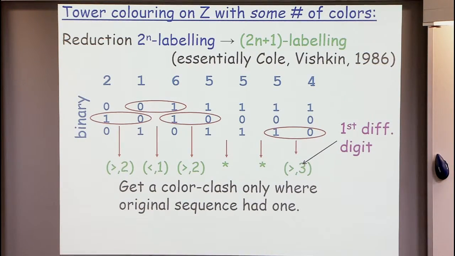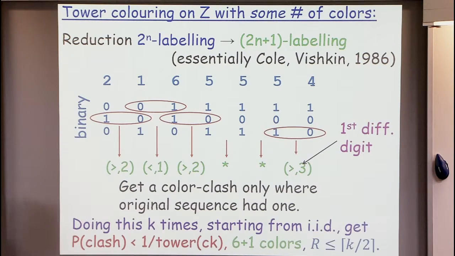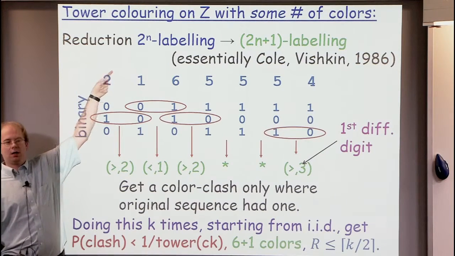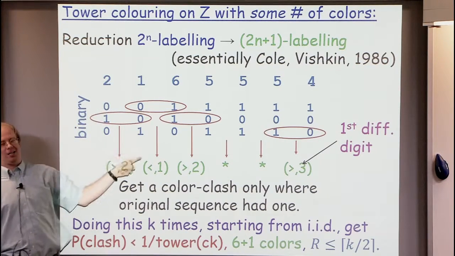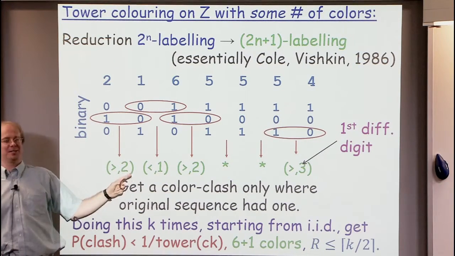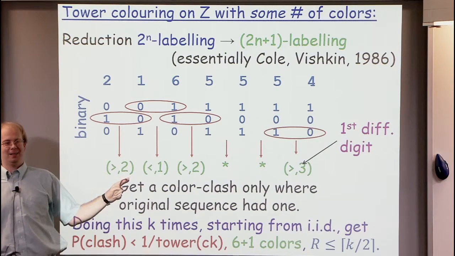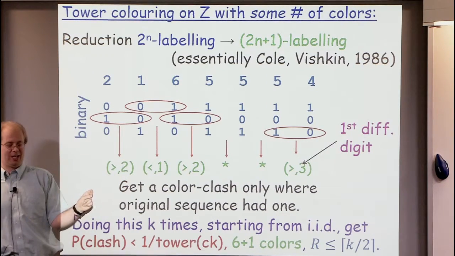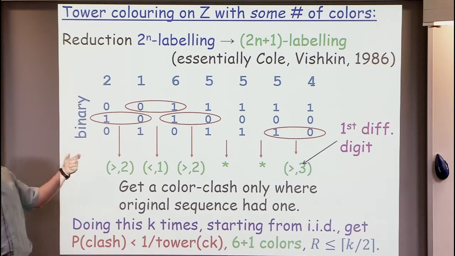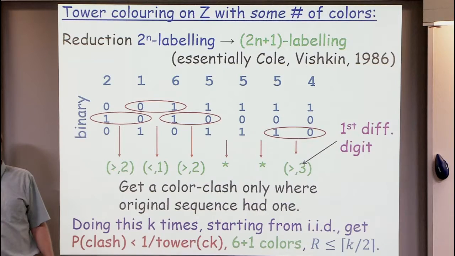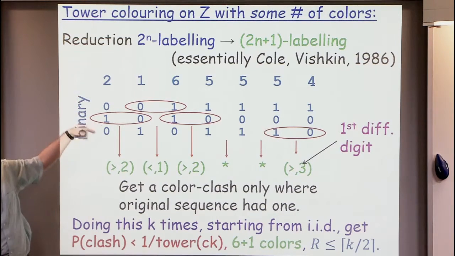So now the idea is, start with just random symbols up here, but with a huge alphabet, 1 billion symbols or something, and then do this reduction. So now I have only 1,000 symbols, and still my probability of a colour clash is no bigger than it was before, so it's 1 in 1 billion. And then I can do it again. I can do it k times, and then I hugely reduce the number of colours.